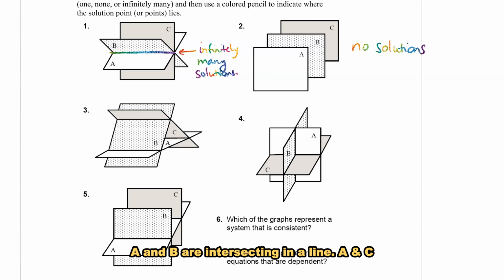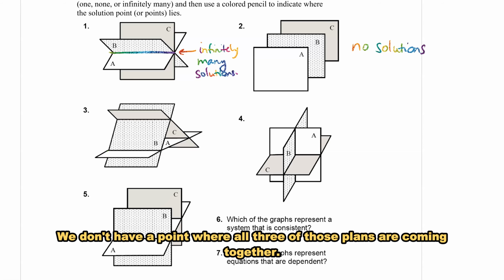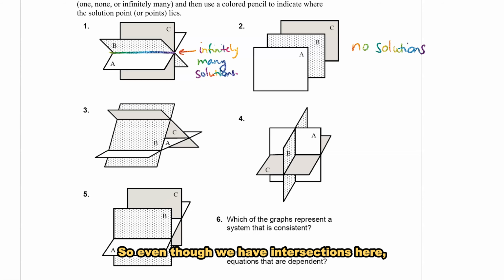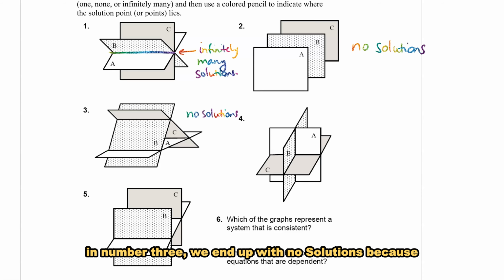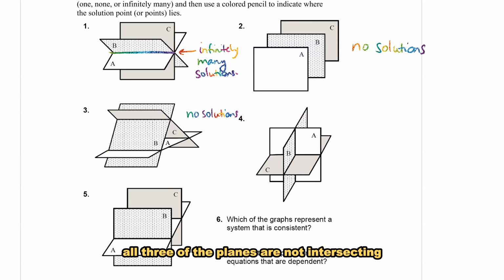In the third picture, we see A, B, and C. A and B are intersecting in a line. A and C are intersecting in a line. And C and B are intersecting in a line. But all 3 planes are not intersecting at the same place. We don't have a point where all 3 of those planes are coming together. So even though we have intersections here in number 3, we end up with no solutions because all 3 of the planes are not intersecting at a point.